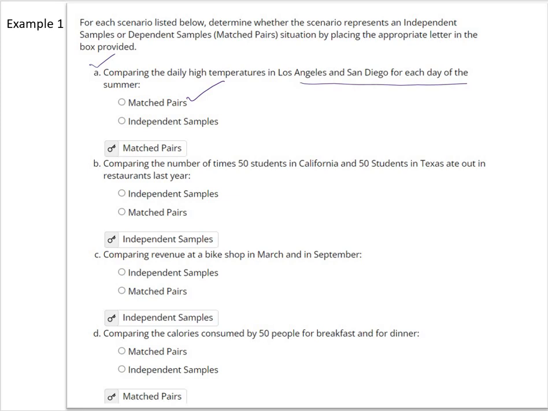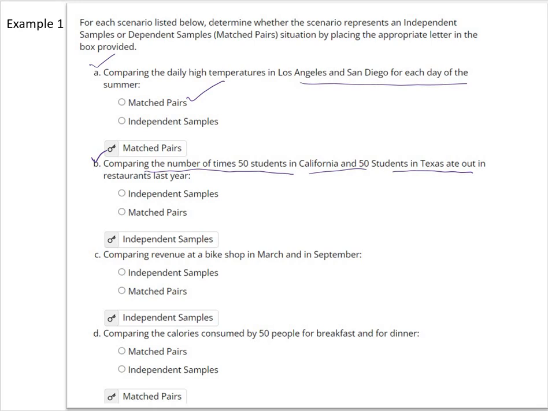Okay, moving on to the second one, B. Comparing the number of times 50 students in California and 50 students in Texas ate out in a restaurant last year. So what do you think about that one? The 50 students in Texas and 50 students in California ate out in a restaurant last year.